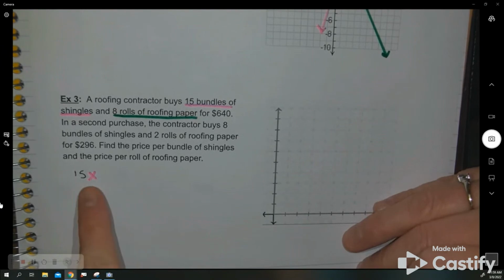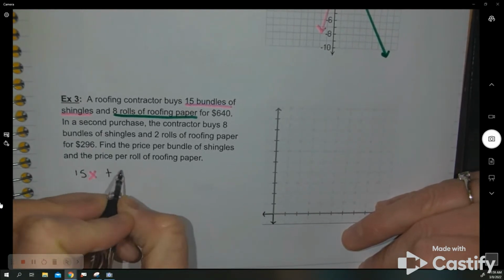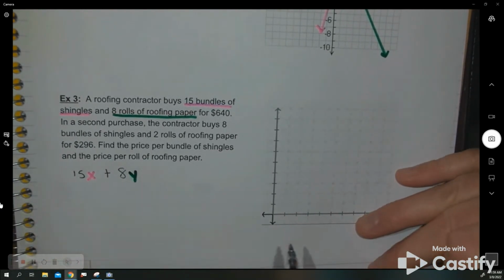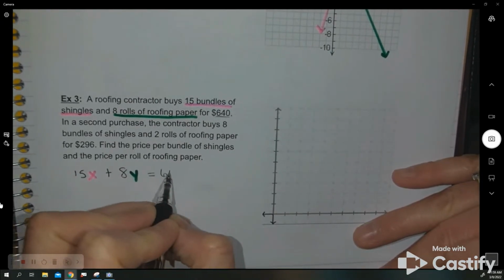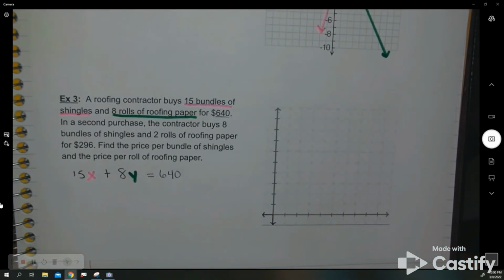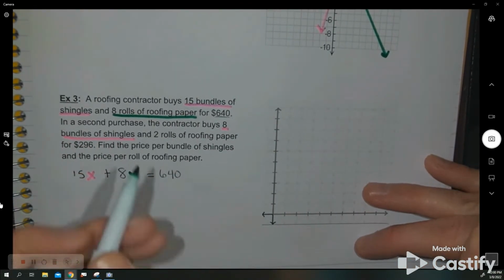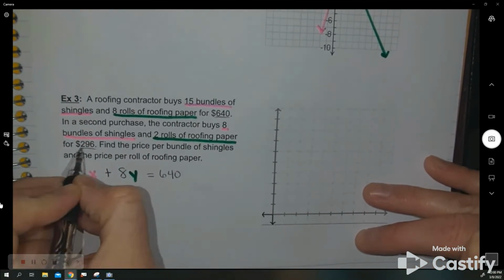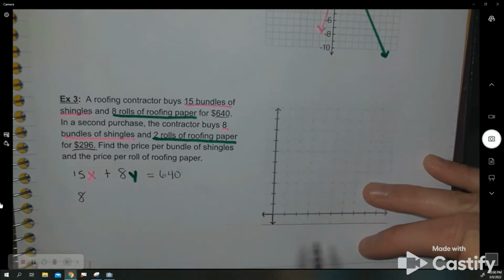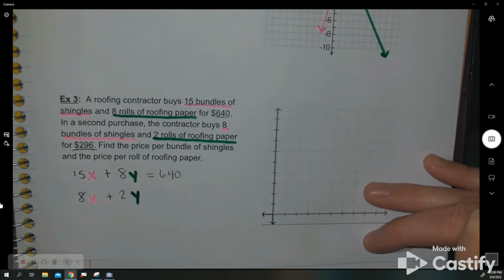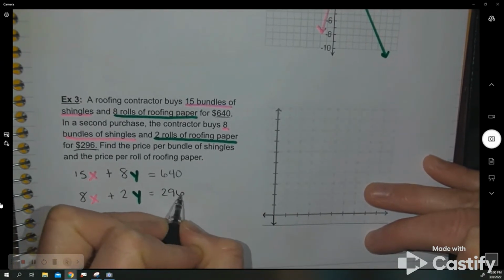I don't know how many bundles or how much those bundles cost, but I know I had 15 of them, plus I had 8 rolls of roofing paper. But again, I don't know how much those cost, for a total of $640. In the second purchase, we had 8 bundles of shingles and 2 rolls of roofing paper, and this price was $296. So we've got 8x plus 2y equals $296.